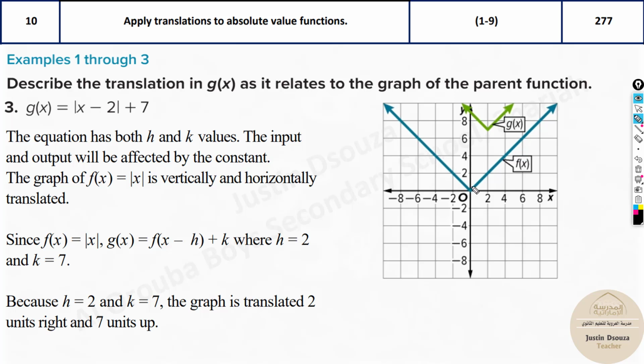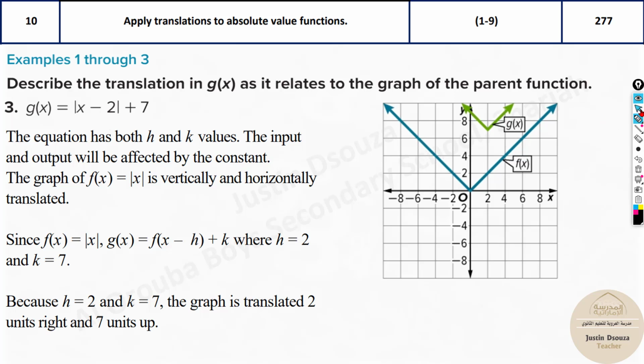Here minus 2 means what? It will be x equals 2. So it goes 2 units to the right, and then 7 units up. Each block is 2 units: 2, 4, 6, and the middle of that is 7 over here. This is the answer, okay? Then we go like this. That's it. So just make sure the vertex moves and then it's just the straight lines, nothing else.